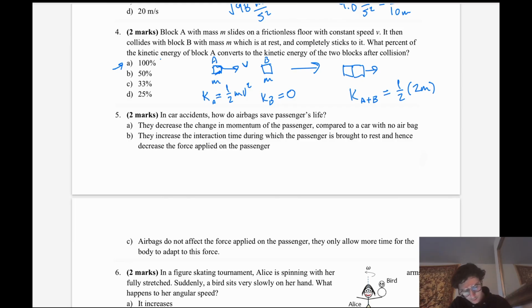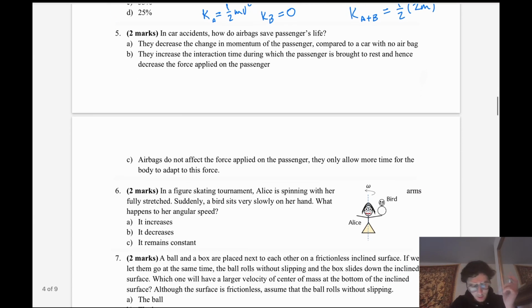I'm not sure, but I'm thinking that it is 100%. Yeah, because they don't say kinetic energy goes anywhere. So it hits the block, they keep sliding. If everything is like perfect, I don't know. We're gonna go with A, but I'm gonna leave it as is for now.